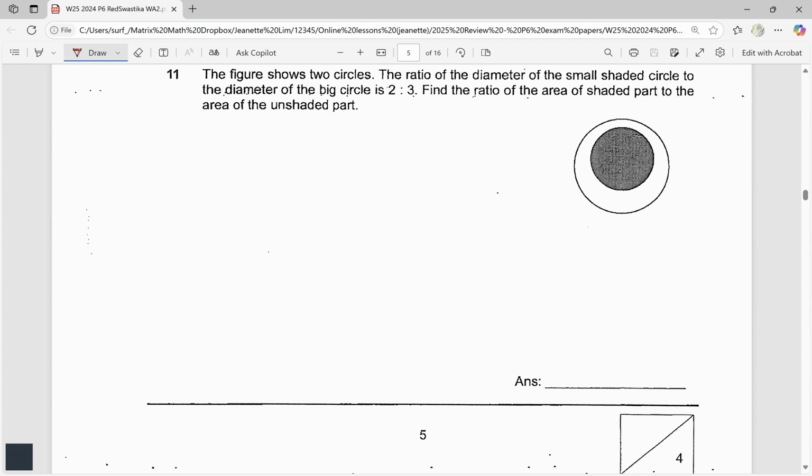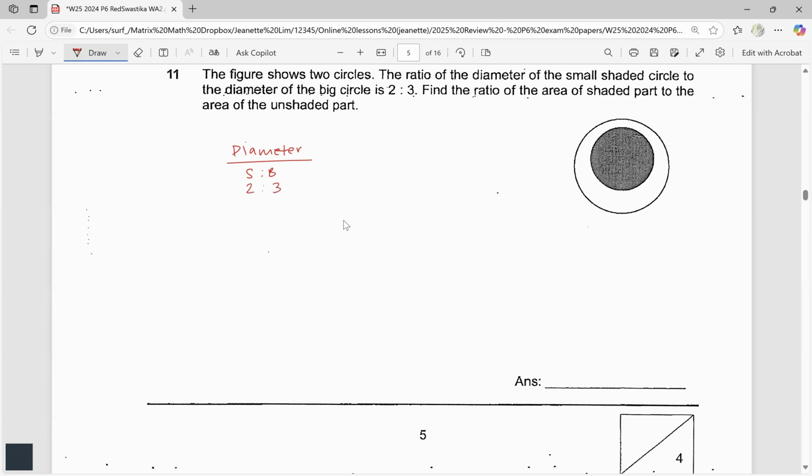Okay, so firstly, we have the ratio of the diameter. You write down diameter. Let's call it small and big, which is 2 to 3.